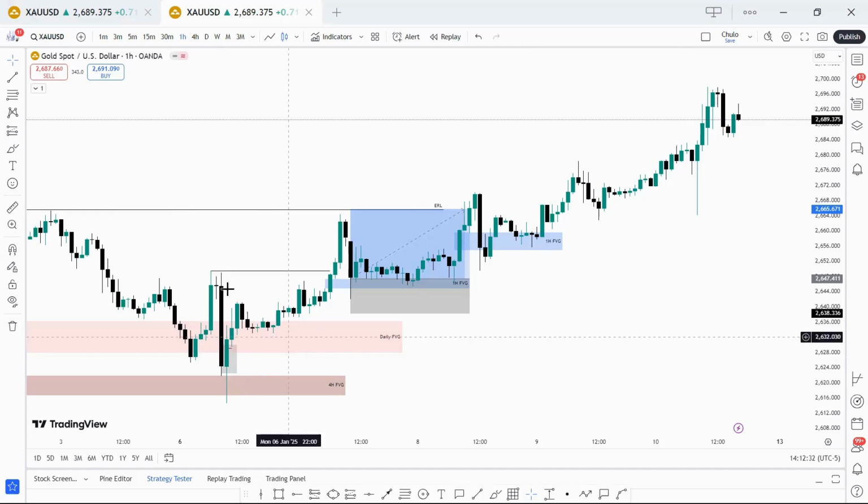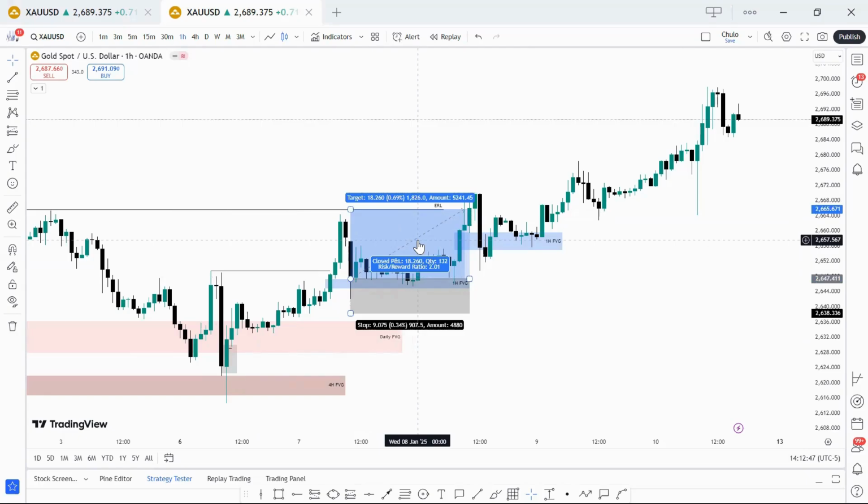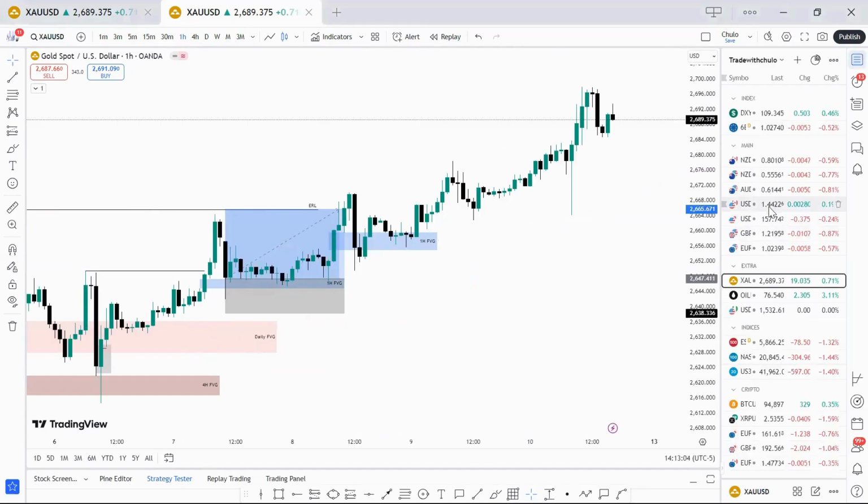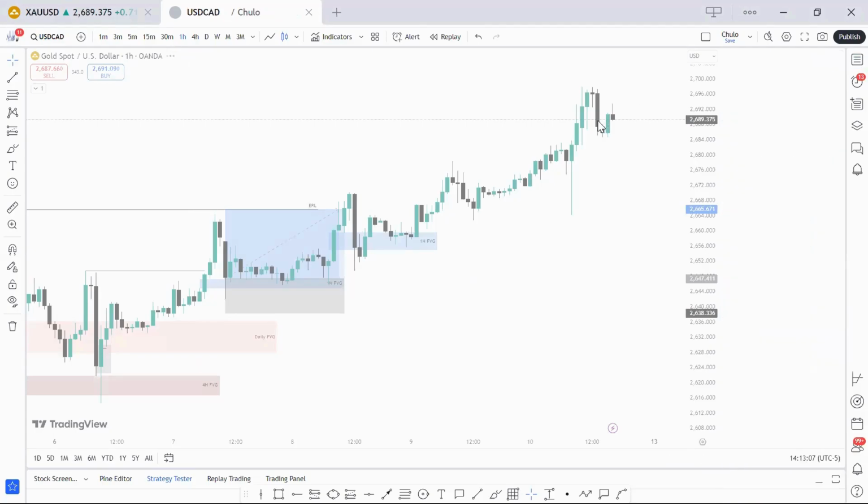So price took out this external range liquidity, coming back for this fair value gap, which is FVG or internal range liquidity. This is where we took our entry on the 1-hour time frame to target this external range liquidity here. This is an easy 2R. If you had taken this gold trade using a standard lot size, this would have made you $1,800. Easy $1,800. So let's quickly look at USD CAD before we move to what we have today.